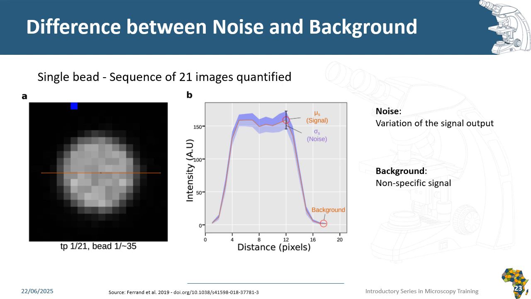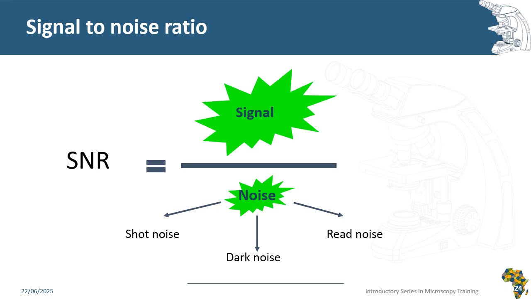Then you have background here on the bottom right. That is the non-specific signal, a level of non-specific signal that is always there, and as we said, you have a signal to noise ratio. I will not enter too much into the details of the noise you can have, but you can relate them to the camera, to the photon count, and to the emission light properties of light.